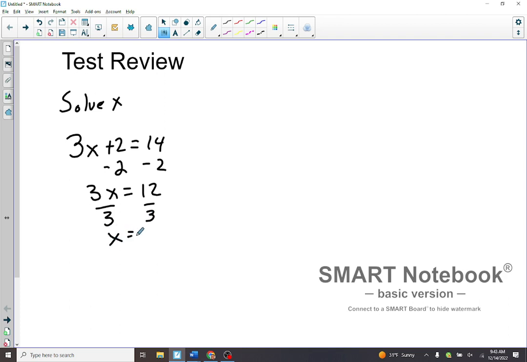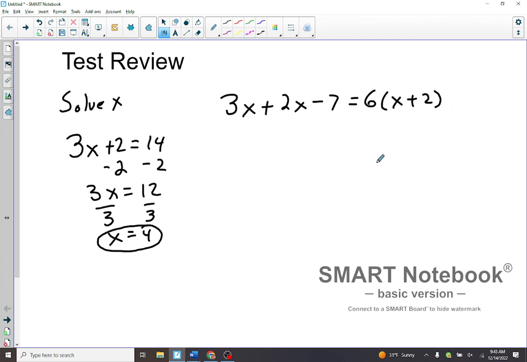So x equals 4. So that one's that. Can you put like a title for this? No. Next: 3x plus 2x minus 7 equals 6x plus 2.